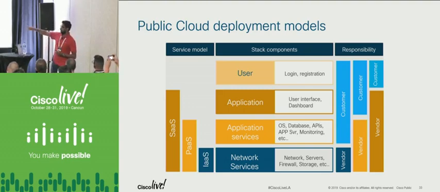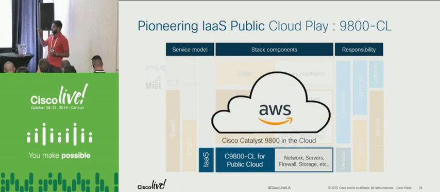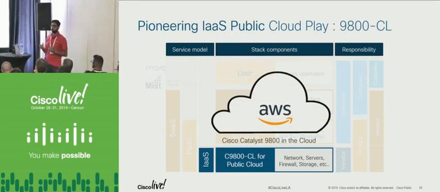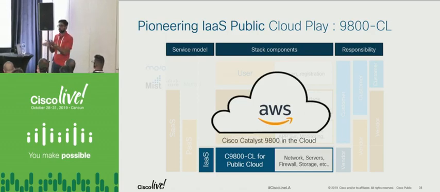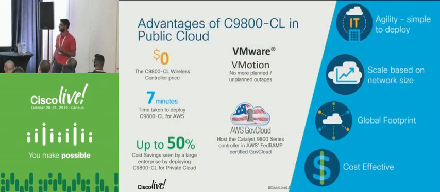So Meraki falls under the SaaS-based model of the public cloud deployment, and the Amazon Web Services-based 9800 falls under the IaaS model, or the infrastructure as a service, wherein there is more granularity and control of how you program your operating system and the application on top of it, and you just take the bare metal servers from the Amazon Web Services. So that's the key difference.